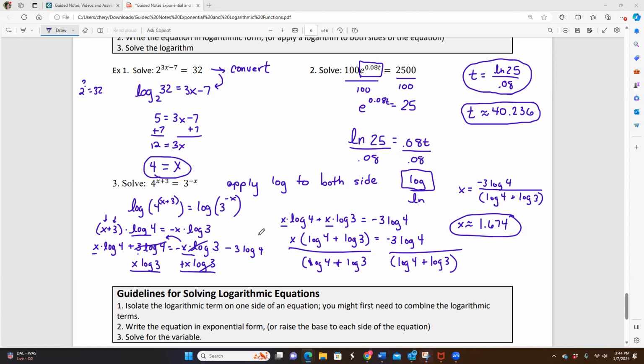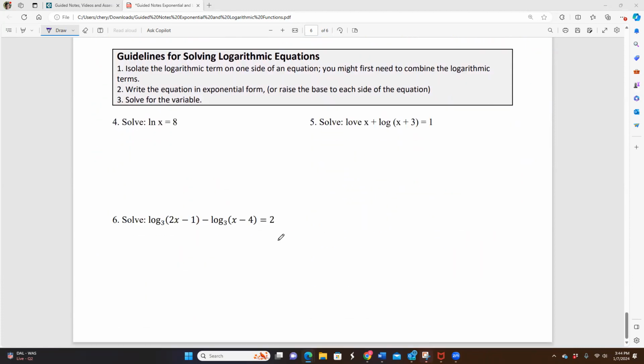All right, now solving logarithmic equations is very similar. Again, we isolate the logarithmic term, then we convert, then we solve. So in example 4, my logarithmic expression is isolated, so I'm going to convert it to exponential form. This is base e, so this would be e to the 8th equals x, and we are done. That is our exact form of the answer. We want an approximate form, so we punch it into our calculator, and we get x is about 2,980.96.